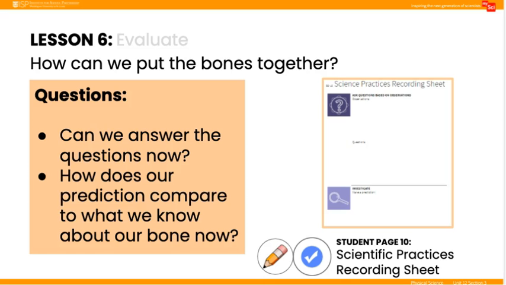Then, on Journal page 10, Science Practices recording sheet, they can discuss the answers to these questions. Finally, return to the unit phenomena of explaining how we can see a picture of a dinosaur even though they are extinct. Record any new questions the students have on the ongoing class chart.